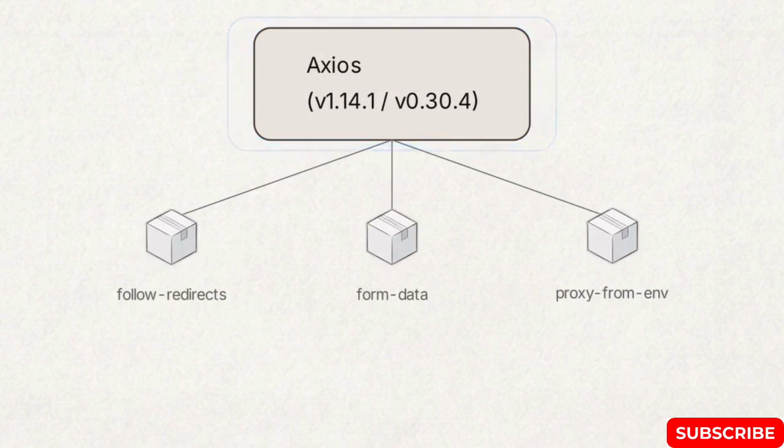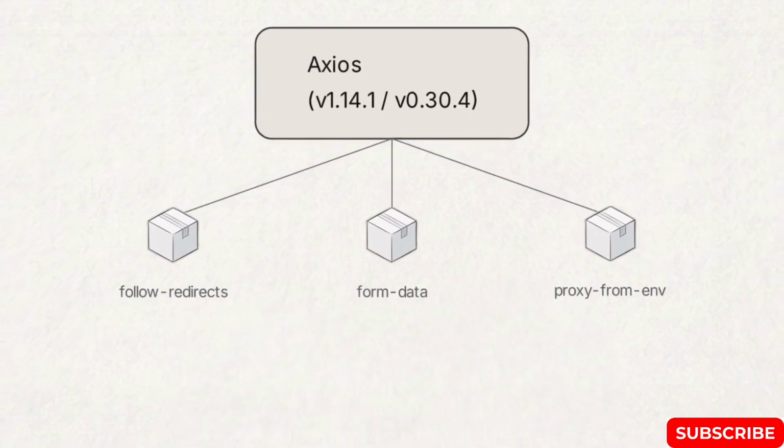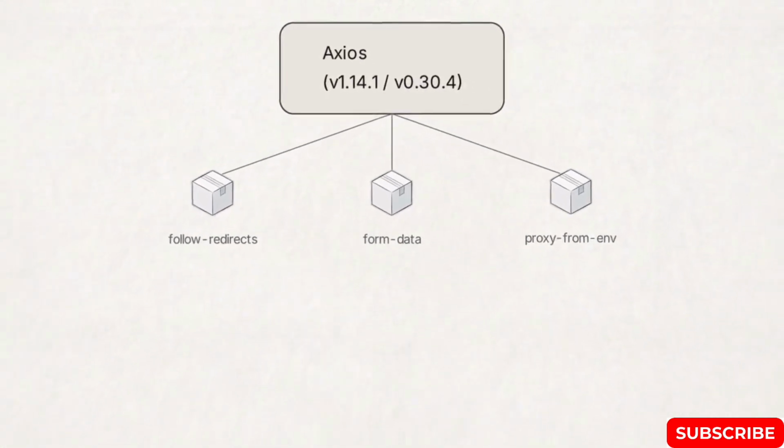Threat actors compromised versions 1.14.1 and 0.30.4 of Axios without altering a single line of its actual source code. If you run a traditional diff-based code review, you find zero anomalies. The core codebase remains perfectly clean. The intrusion occurs down the tree.